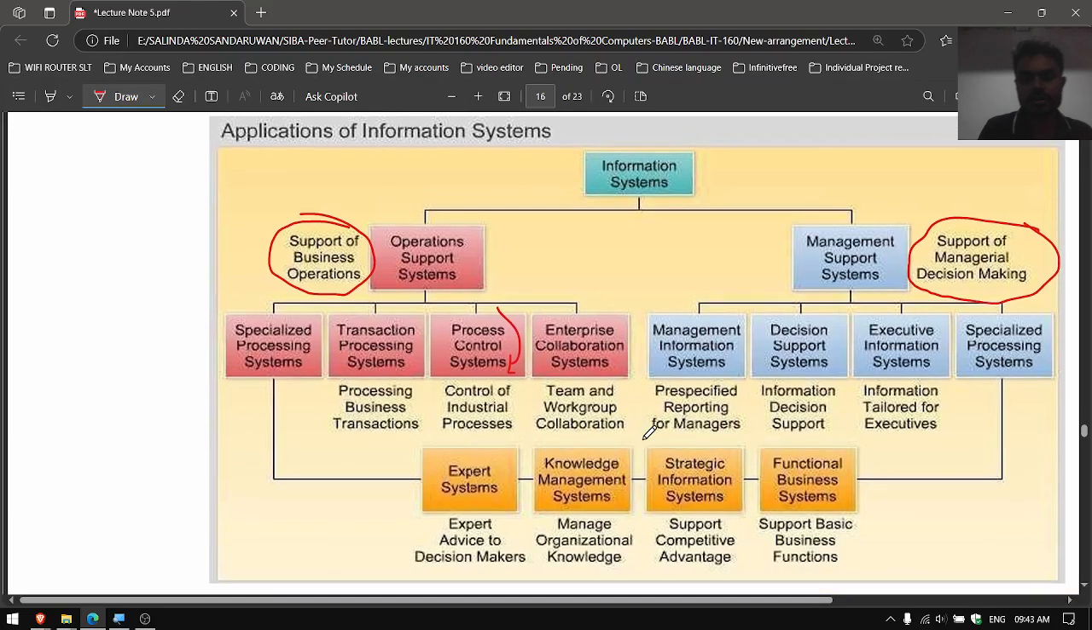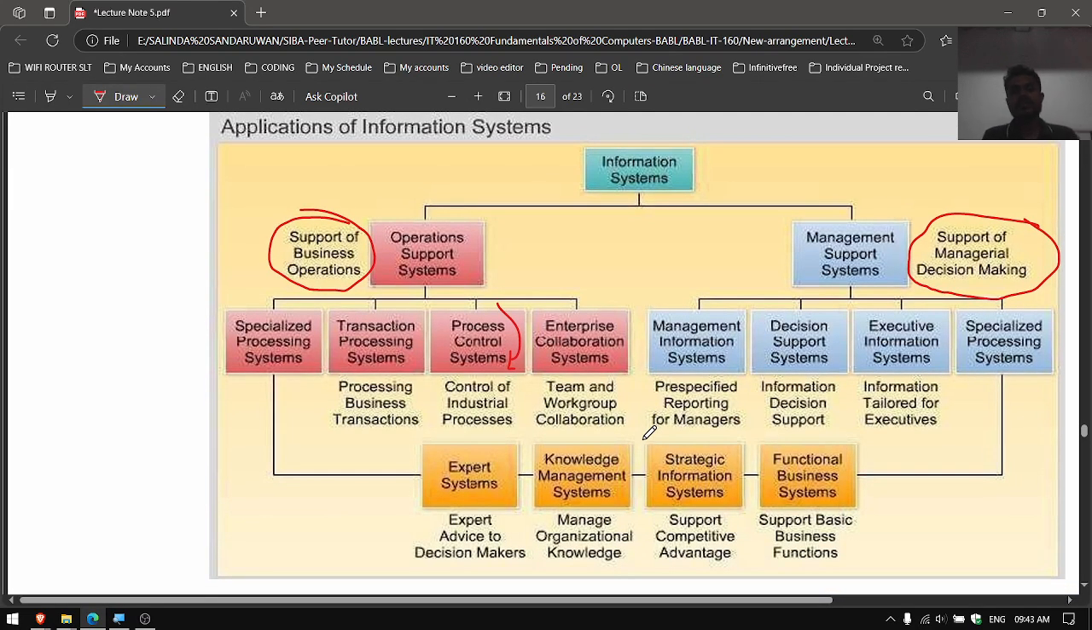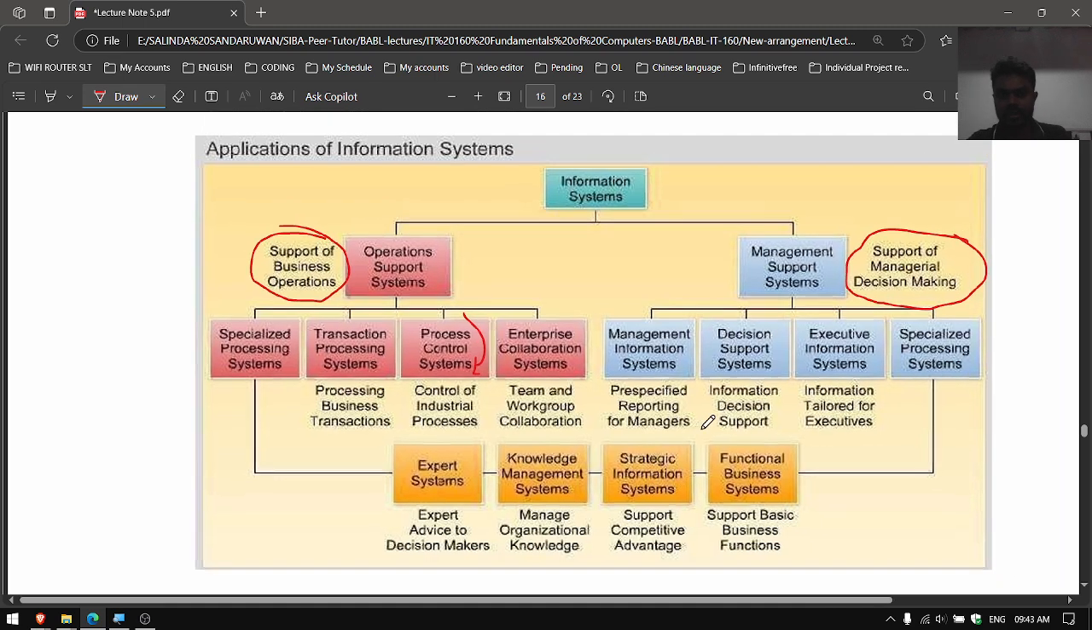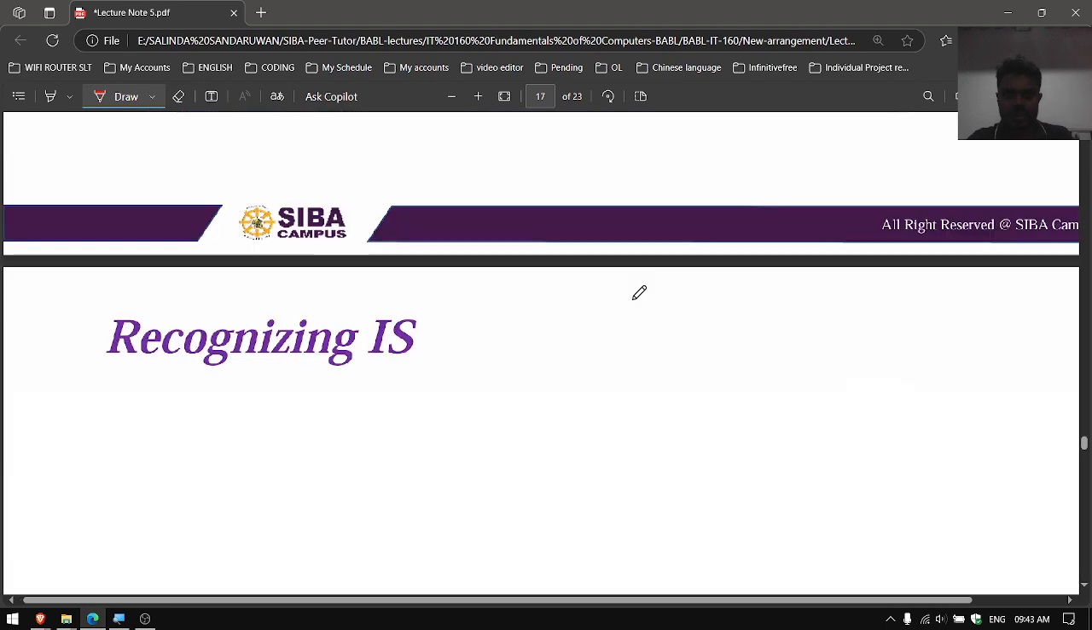So think about your Gmail application, think about a workflow system in a bank. And here, expert systems, expert advice to decision making. So here all these systems are connected with experts: knowledge management system, strategic information system, functional business system. So you can refer to more details on the internet.